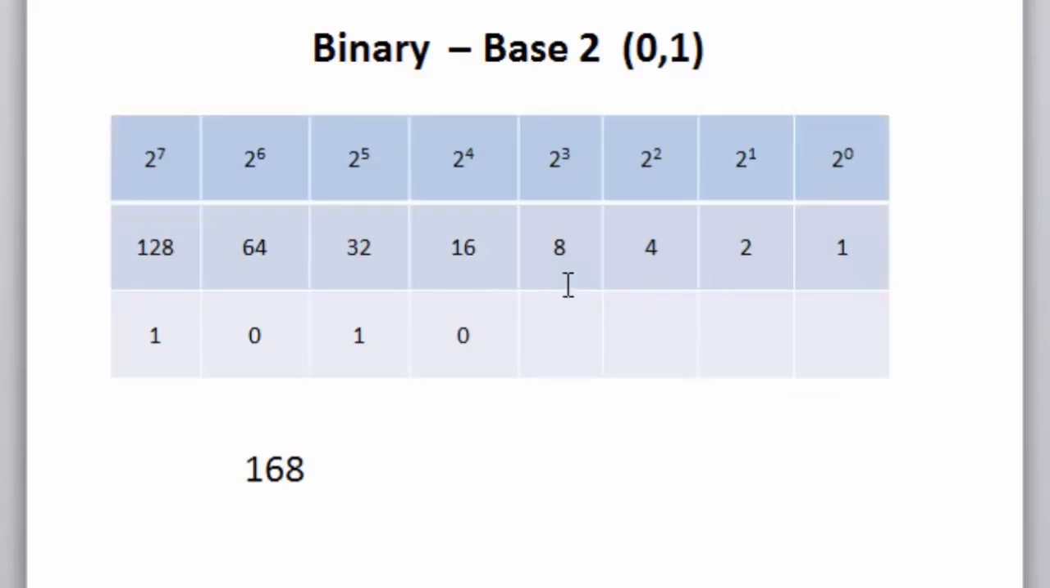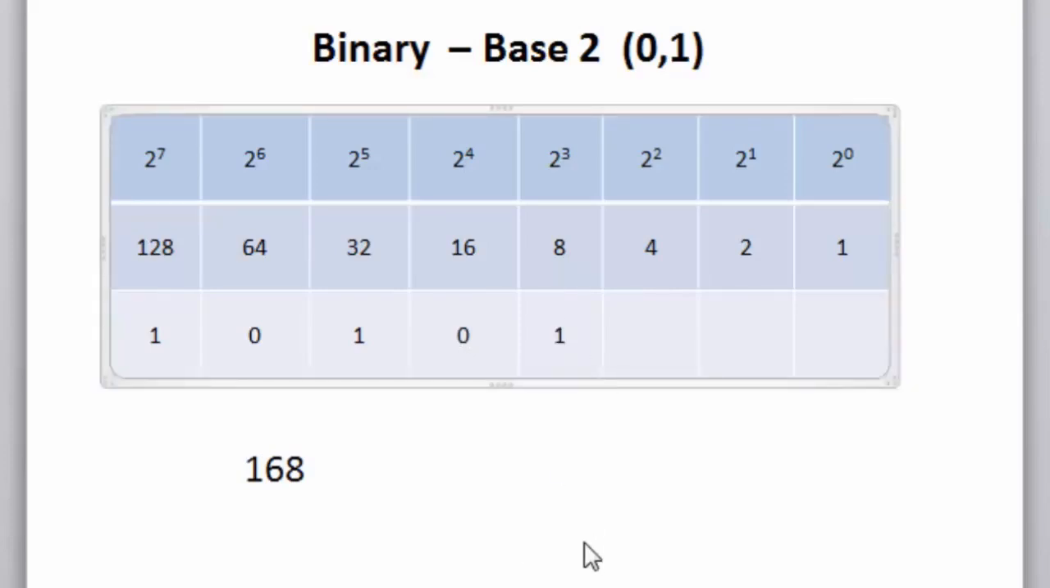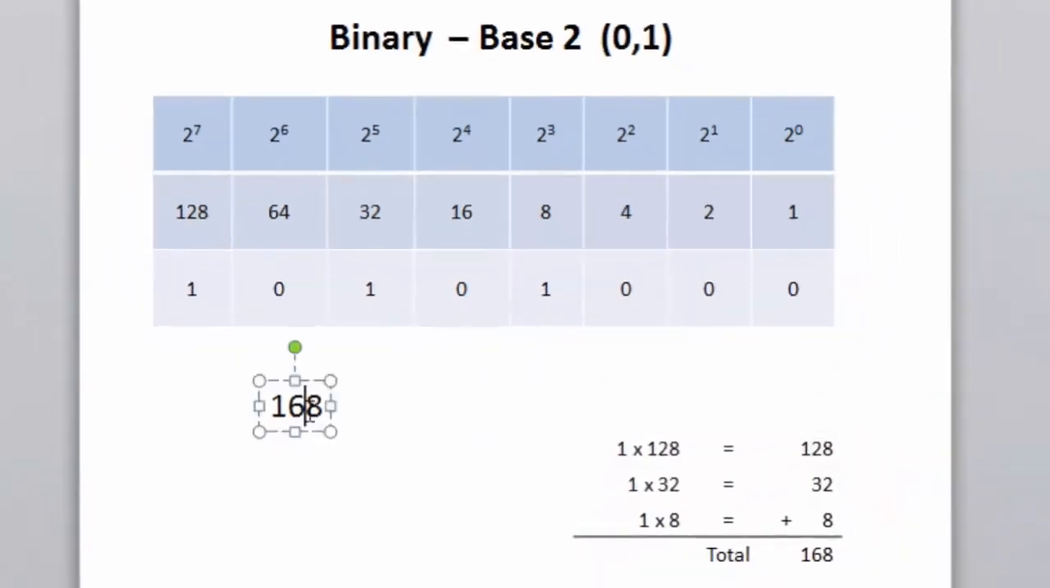What about an 8? If I add an 8, I'll hit the number perfectly. 128 plus 32 plus 8 is 168. I'll follow this up with zeros in the 4's place, the 2's place, and the 1's place. And 168 in binary equals 10101000. I now have one 128, I have one 32, and I have one 8. And 128 plus 32 plus 8 equals 168.